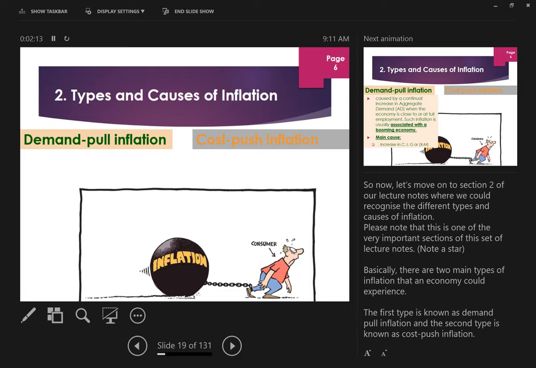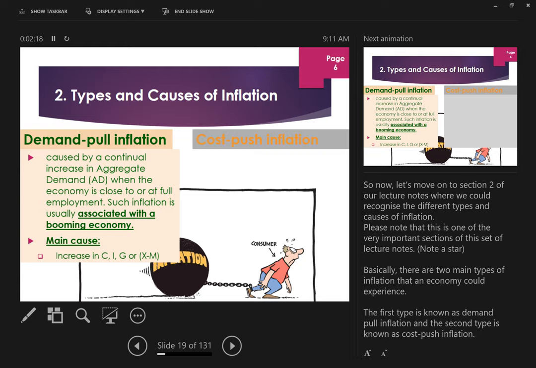As the term suggests, demand-pull inflation. What causes demand-pull inflation? Demand-pull inflation is caused by a continual increase in your AD, when your economy is assumed to be close to or at least at full employment. Such inflation is usually associated with a booming economy. The main cause, as the term suggests, is an increase in AD, so it must be caused by the components of your AD. So what causes an increase in AD? An increase in your C, I, G, or X minus M.